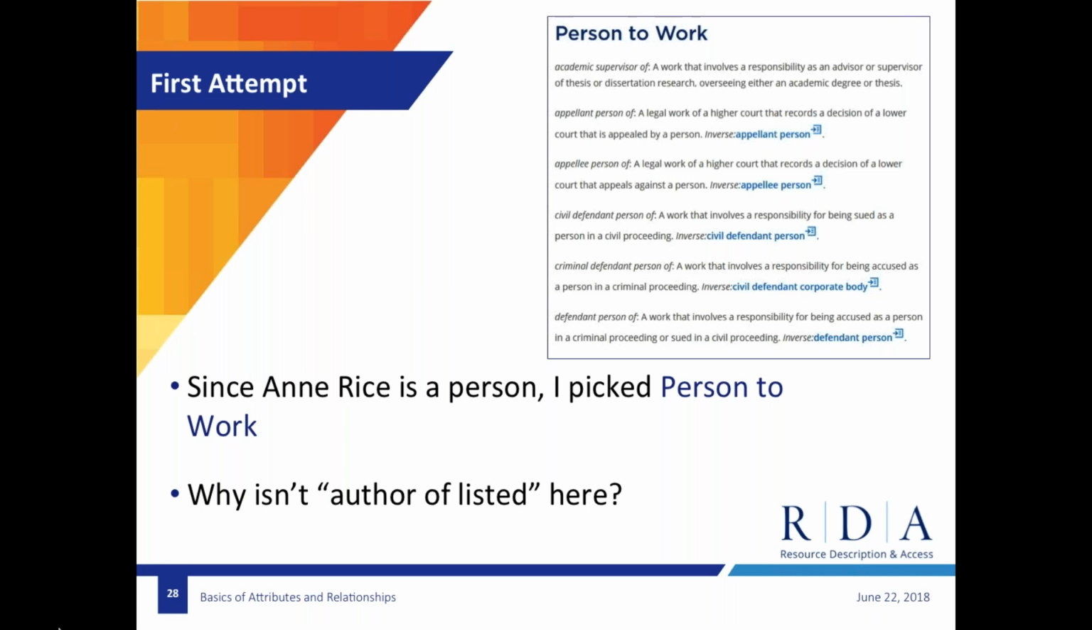Why is that? Anne Rice is a person, right? So I thought picking person to work would be the right thing to do. Where is it? Do we no longer have author of? No. We do. I just didn't look in the right place because I didn't realize what the domain of author of was.